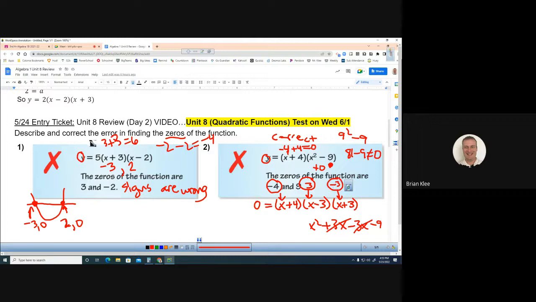So those are some common mistakes when solving by factoring or finding zeros of a quadratic equation. Please use this and continue to study for the upcoming test.